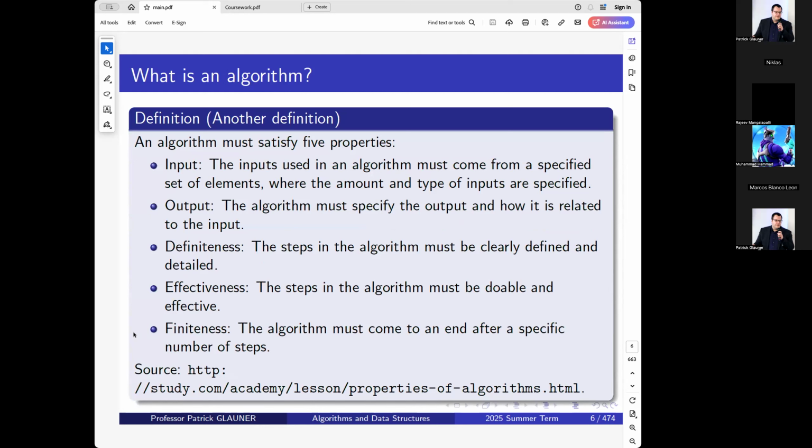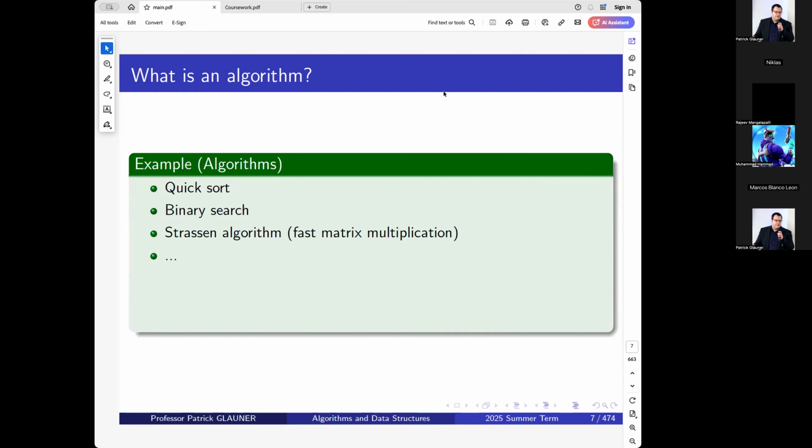And one question here in the chat is that it's not just a list of tasks, but something that is actually possible to execute. Yes, a clear description of what to do that can be executed. So these are definitions of algorithms.